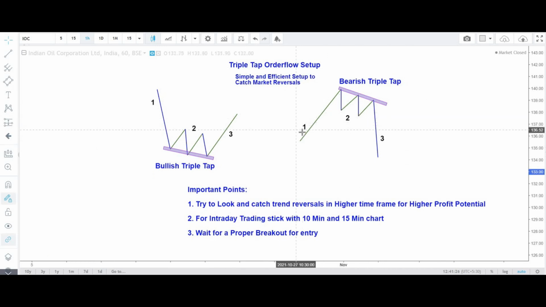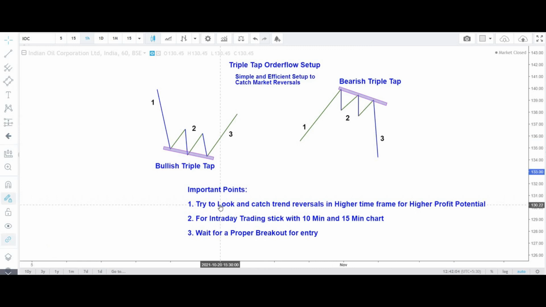In a similar fashion, we can also look at a bearish triple tap price action setup. First of all, you will see a sharp upside movement in the asset prices, and right after the upside movement you will see a consolidation, and in that consolidation you will see three different taps. Right after the third tap you will see a sharp fall in the asset prices. So we can take our entry right after the breakout of the tap on the downside.